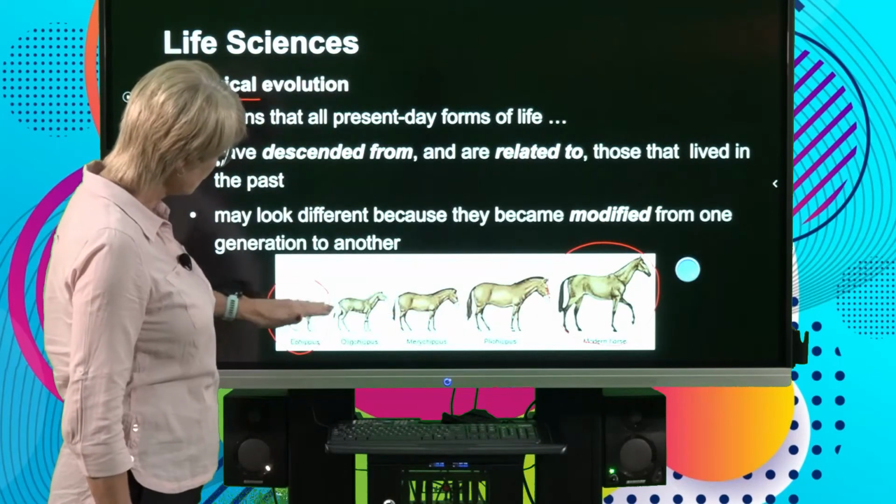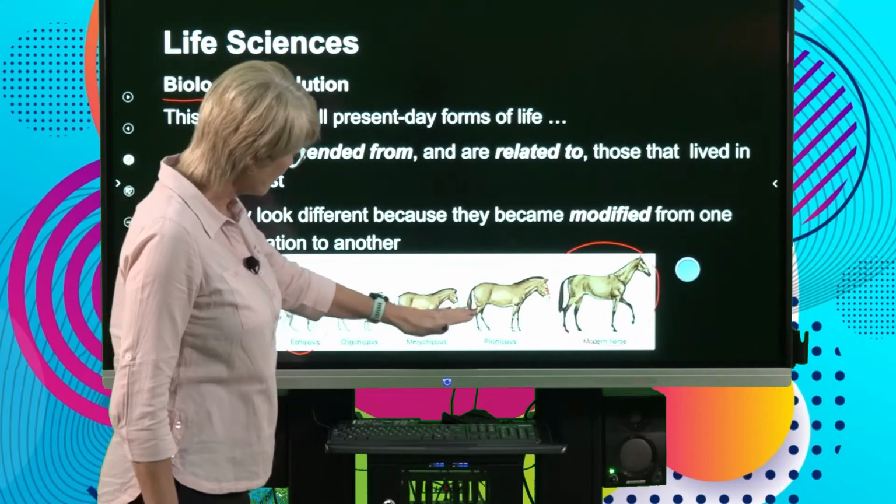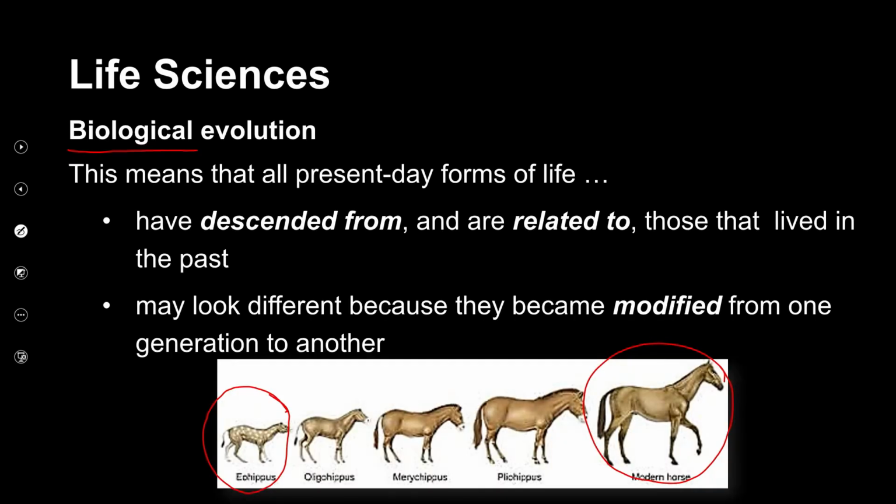As you can see through the diagram here, there are changes. If we have a look at the modern horse over here, we can see how it is different to its earliest ancestor over here. Even though it might not look the same, it is related, and it has evolved through the ages and slightly changed over time to what we know it as today.